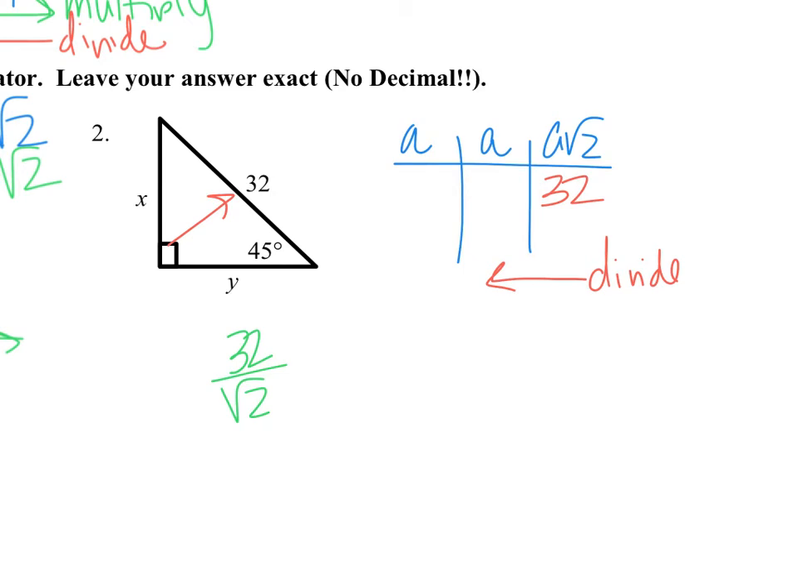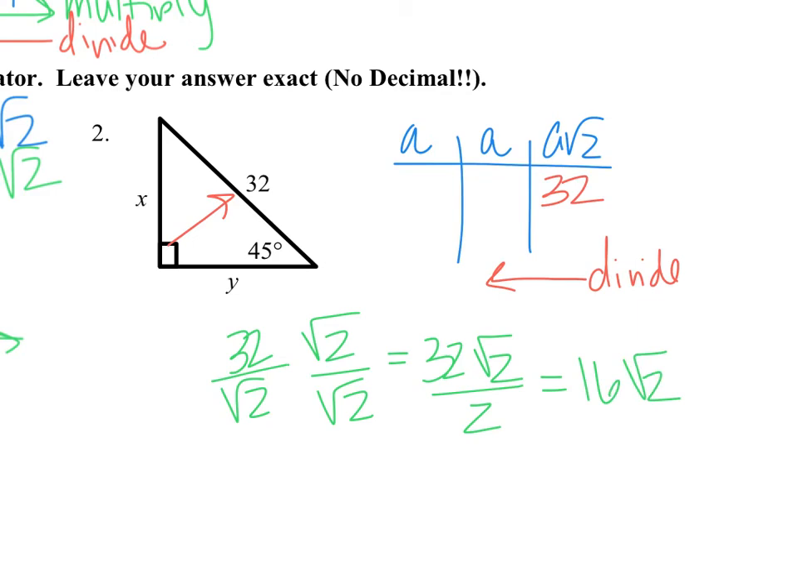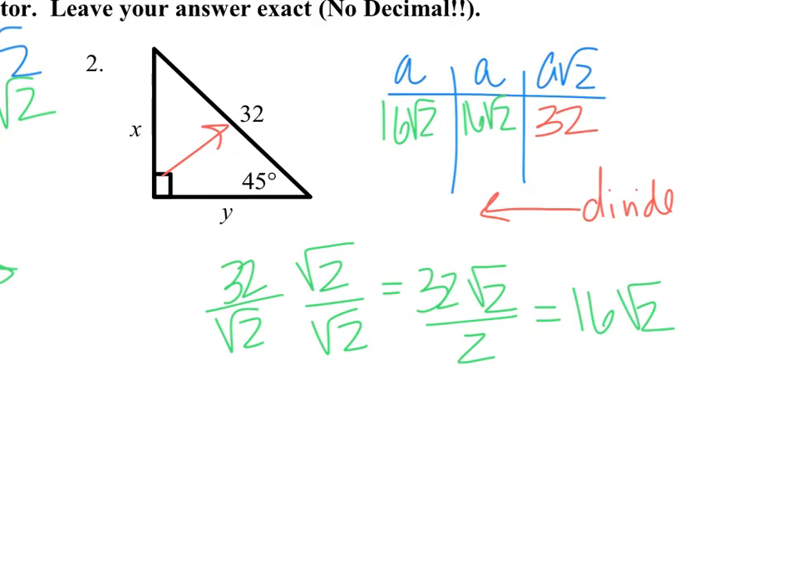Okay, we don't want to leave a radical in the denominator, so we're going to rationalize. So 32 root 2 over 2 simplifies to 16 root 2. And since the legs are the same in a 45, 45, 90, then both legs will be 16 root 2. So x equals 16 root 2 and y equals 16 root 2.